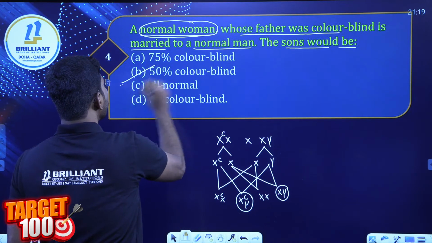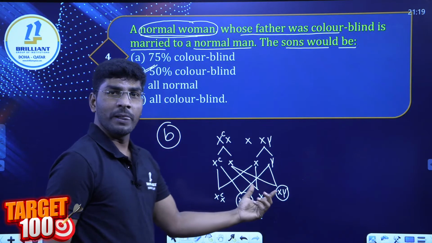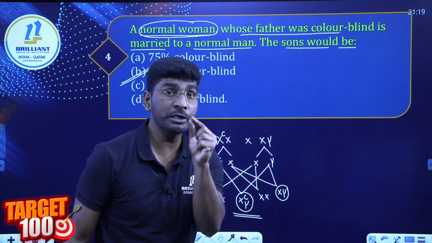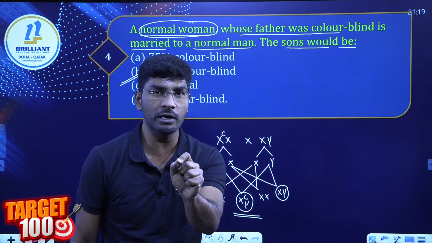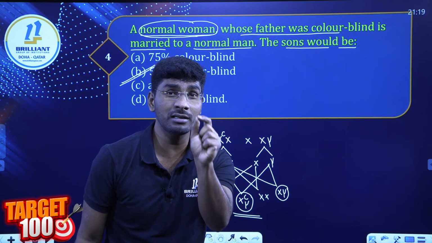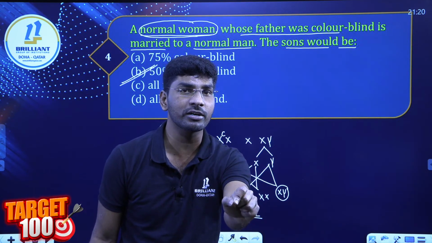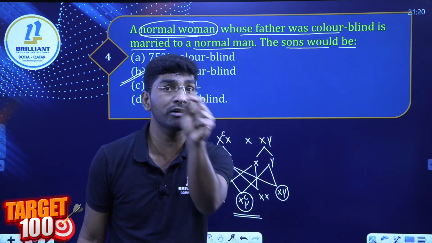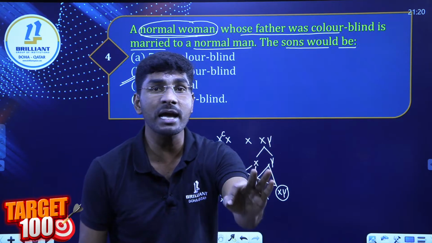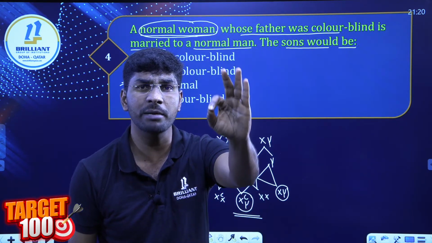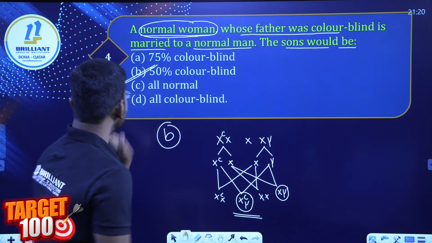So we can write what? 50% of sons are affected. Look at here, 50%. You have to think carefully, students. This woman is carrier or normal? They have given a hint. The father of this woman was colorblind, so she must be a carrier. So when a carrier woman marries a normal person, there is a 50% chance that the male child, or sons, can be affected. Am I clear? So question number 4 is clear, option B.